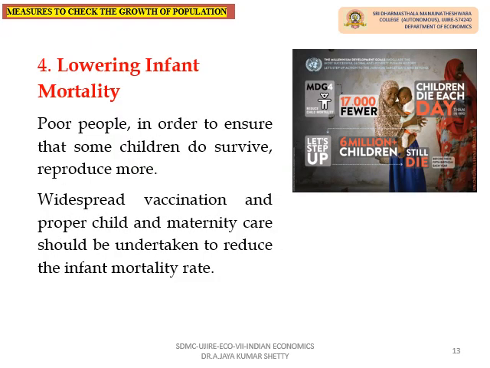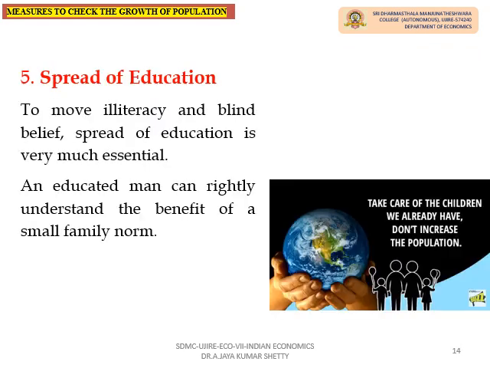The next one is lowering the infant mortality rate. Why do couples prefer to have more children? Because they are not sure of the survival of the child due to the infant mortality rate. If we can bring down the infant mortality rate, naturally, if they are very sure of the survival of the child, the couples would definitely go for limiting the size of the family.